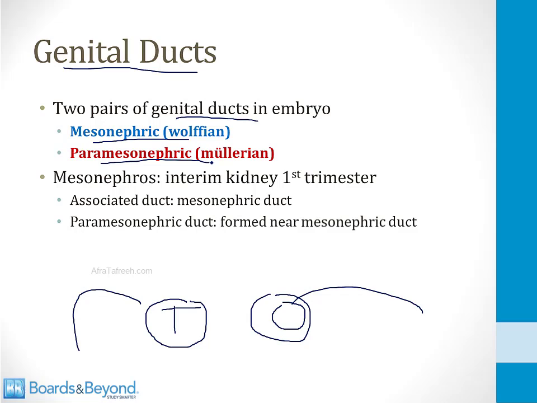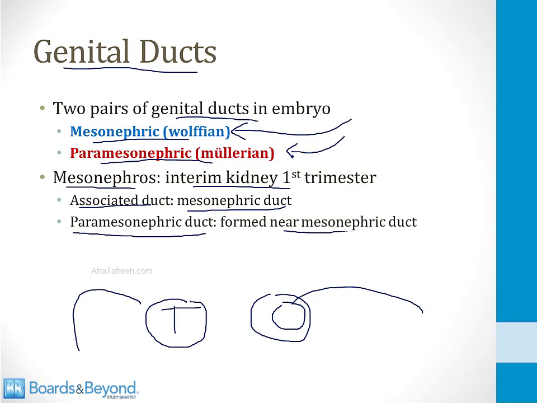And just an aside here, in the renal video on renal embryology, I talked about the mesonephros. This is the interim kidney in the first trimester. It eventually goes away and does not persist into the adult. However, it has an associated duct called the mesonephric duct, and that's where this duct gets its name. It also has another duct that is near the mesonephric duct, and that is called the paramesonephric duct, which is how the Mullerian duct gets its name.